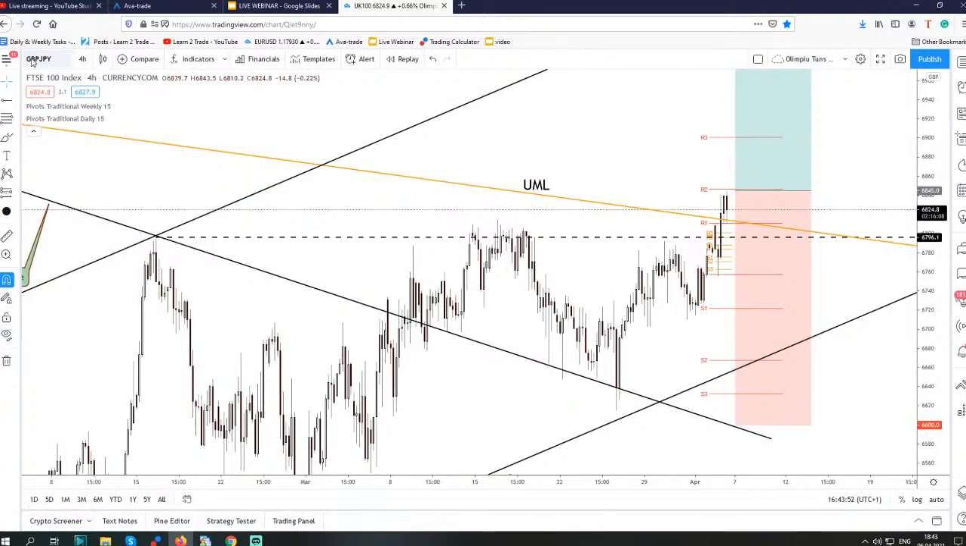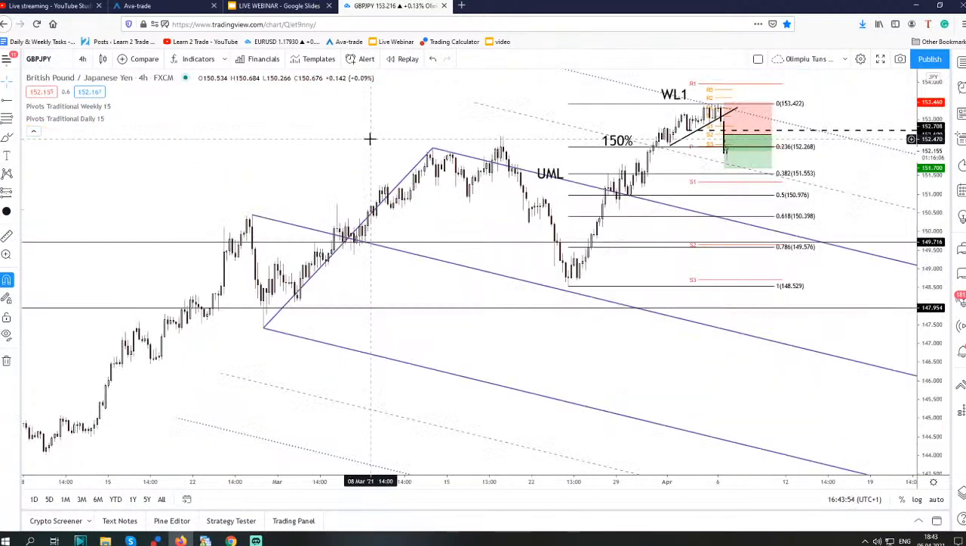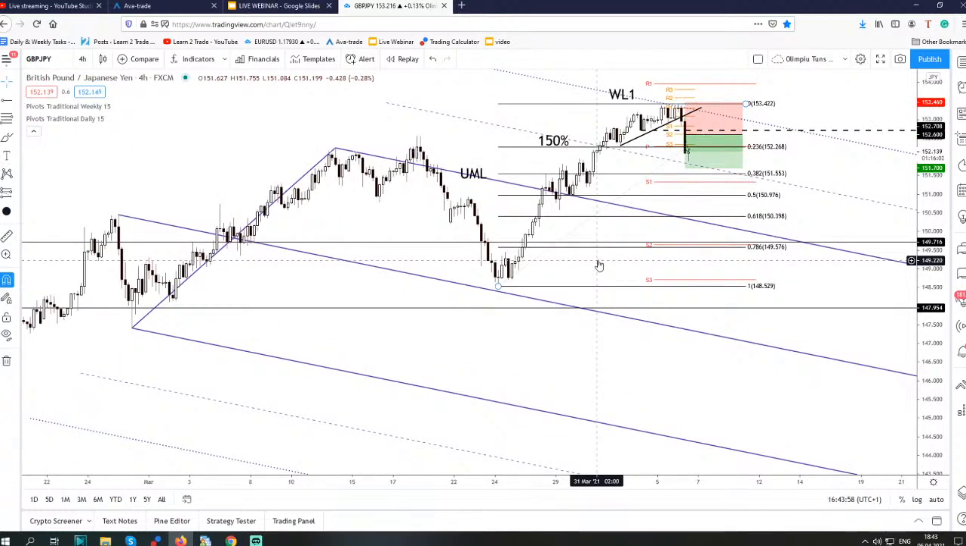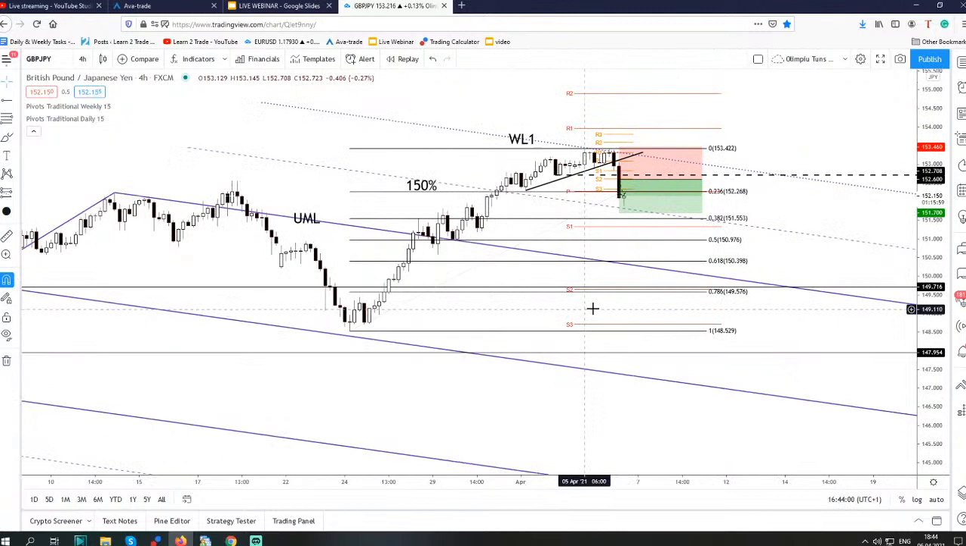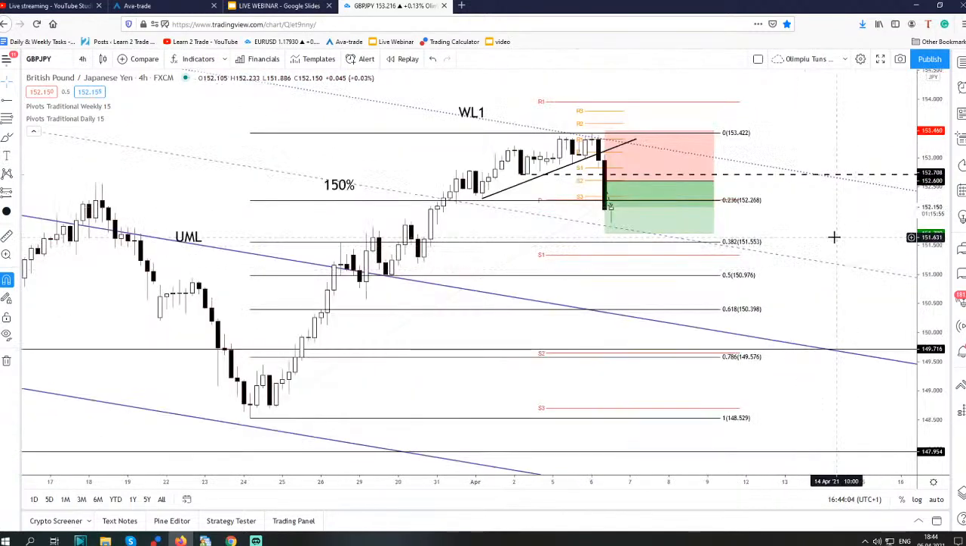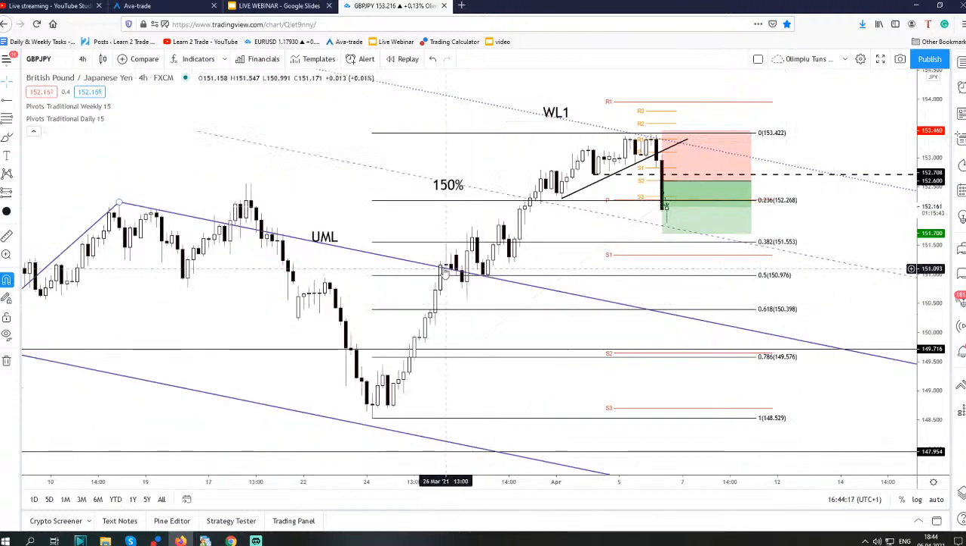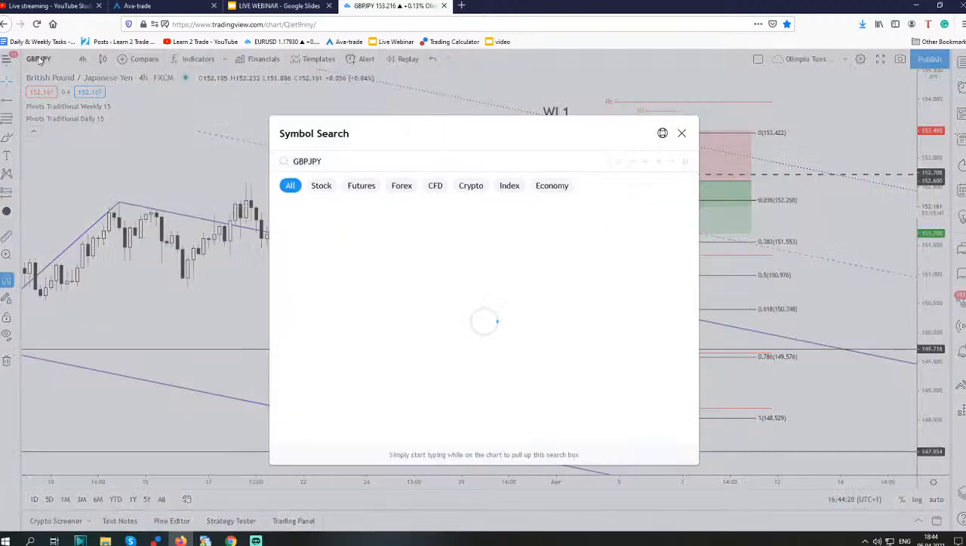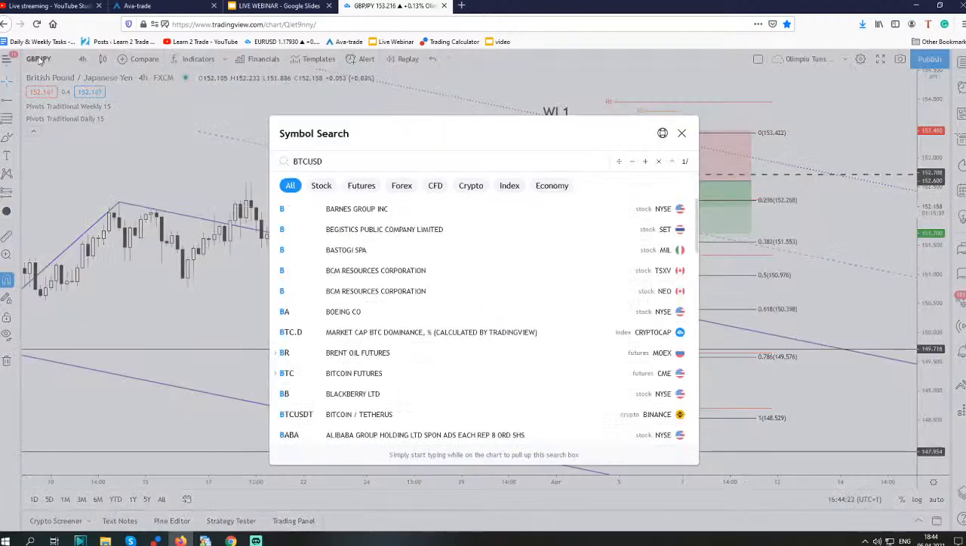Okay guys, let's take a look again on the GBP versus the Japanese yen. Yes, it's traded right below the pivot point, below 23.6, and it could continue to drop. And let's take a look also on Bitcoin.